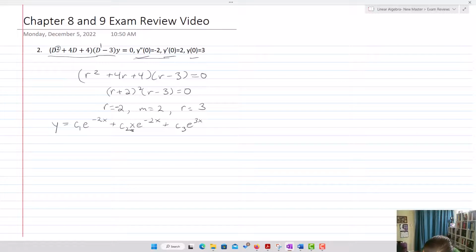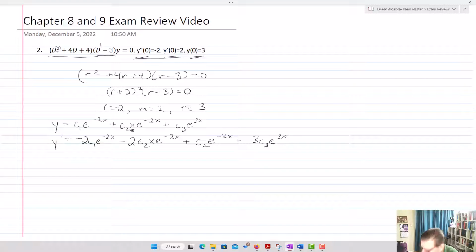Now, and this is something I wanted to make sure that I demonstrated, I need to go in and find c1, c2, and c3 using my initial conditions. What I'm going to do first is take the first and second derivative. So y prime is going to equal negative 2c1 e to the negative 2x, minus 2c2 x e to the negative 2x, plus c2 e to the negative 2x, plus 3c3 e to the 3x. That's just me taking the derivative term by term using my rules of derivatives.